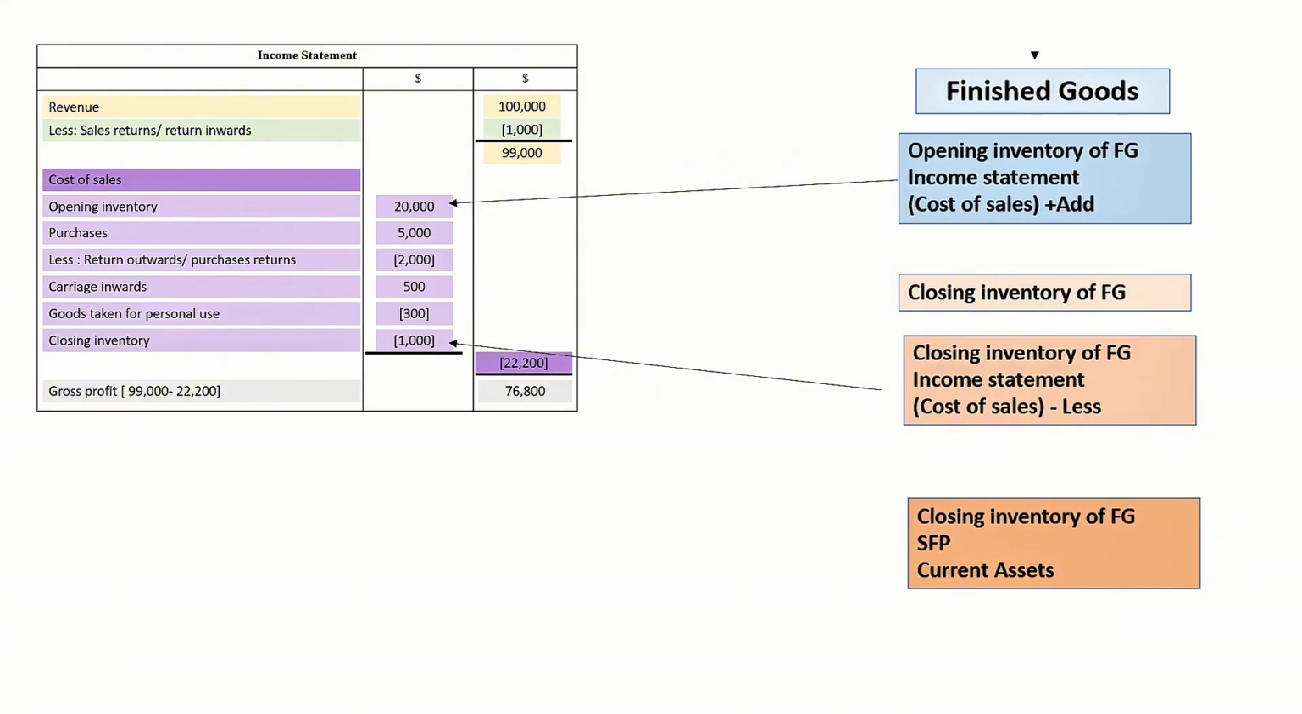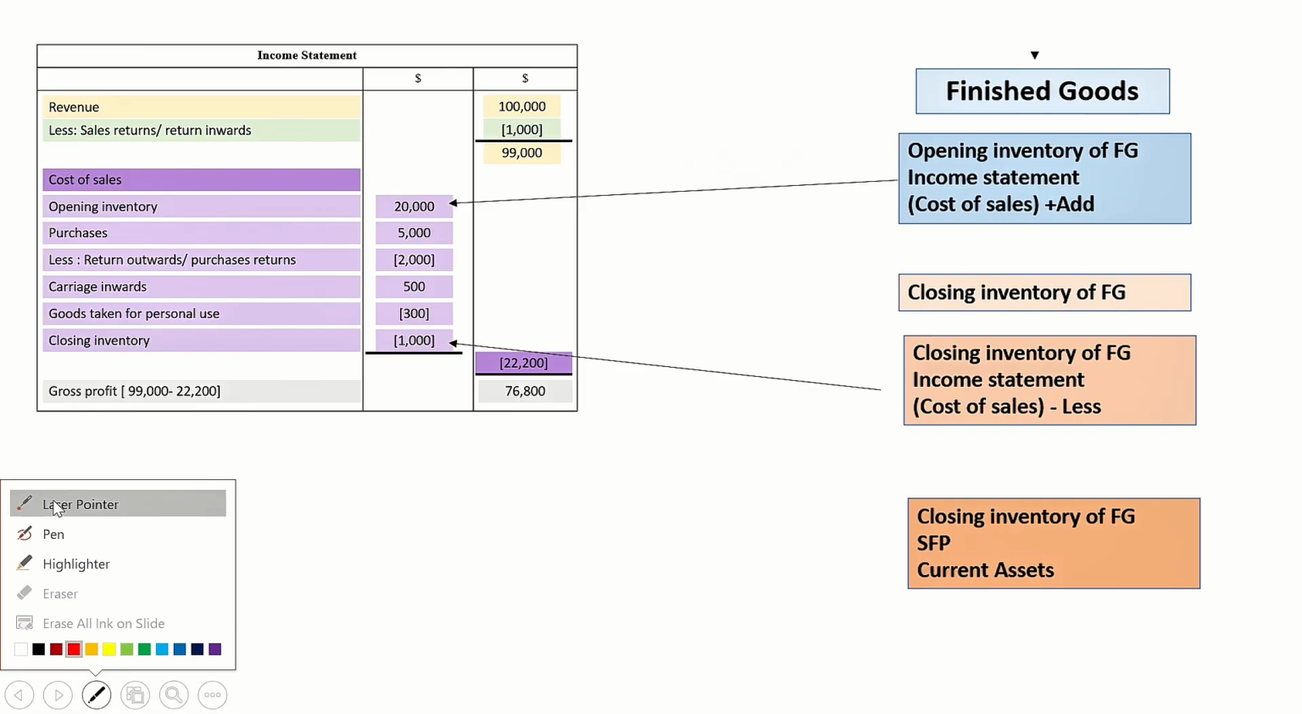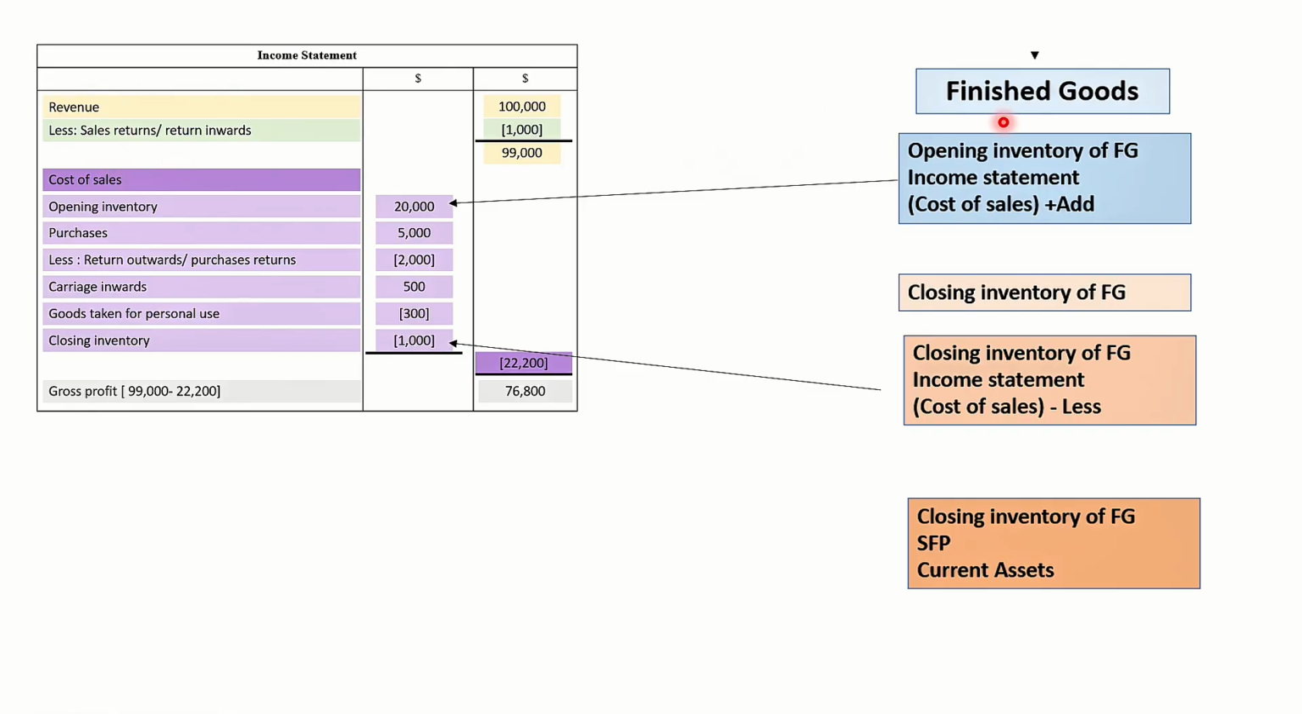Income statement. Finished goods are entered in the income statement. Now let's see how this can be transferred to the income statement. Opening inventory of finished goods goes under the section of cost of sales. As you can see here, opening inventory of finished goods, income statement, cost of sales you add. Therefore, go under the section of cost of sales, opening inventory, you add this value.